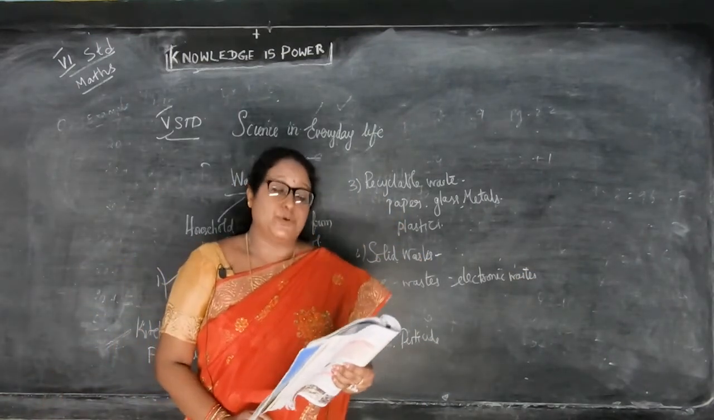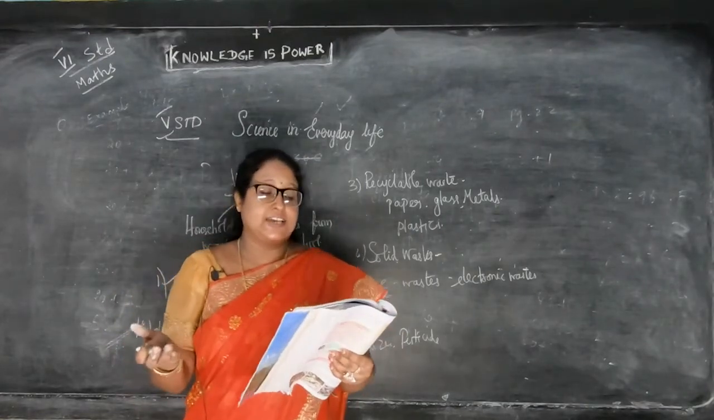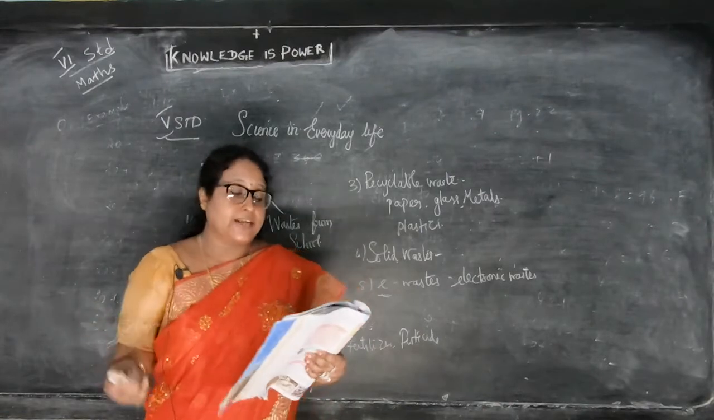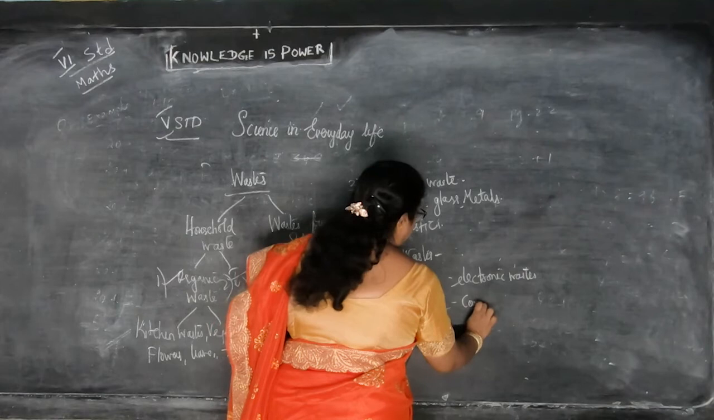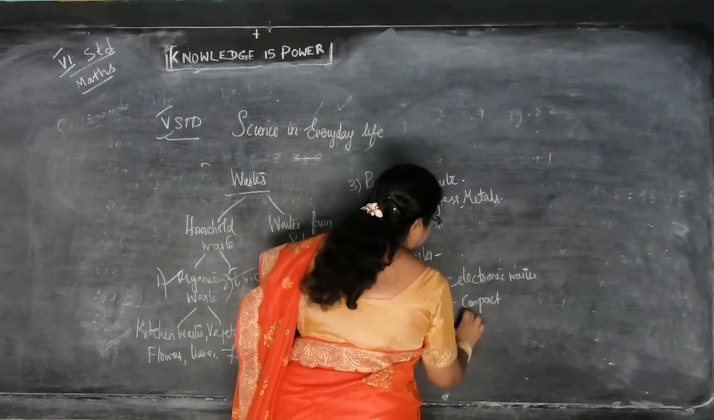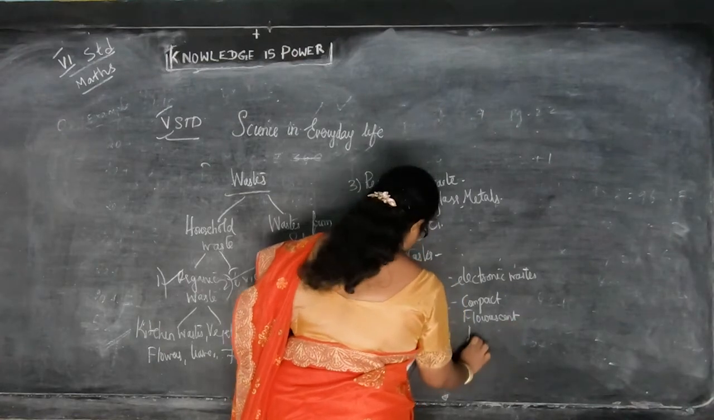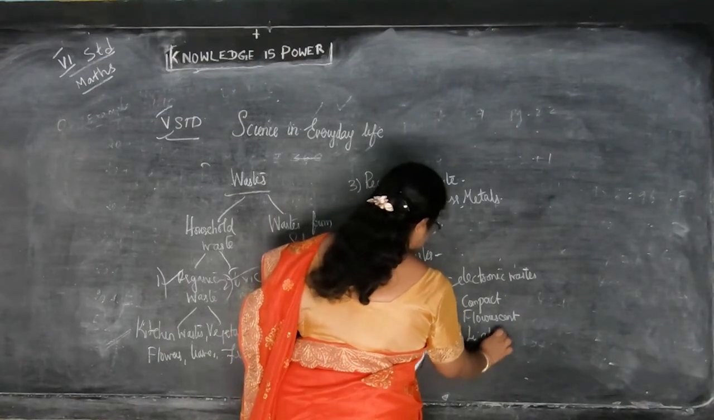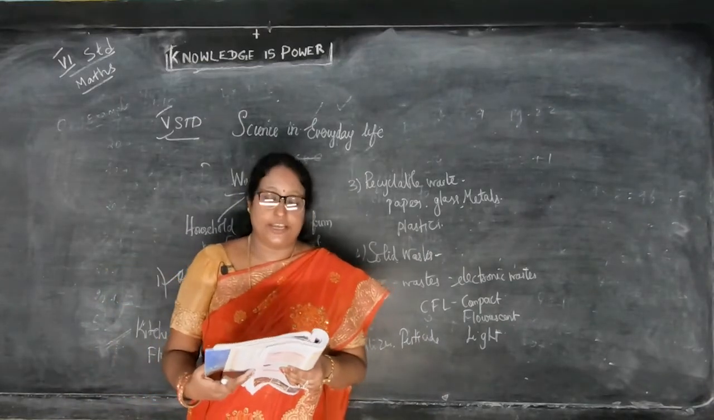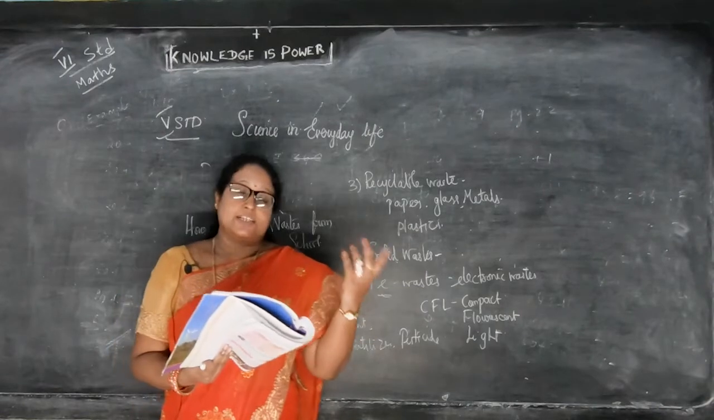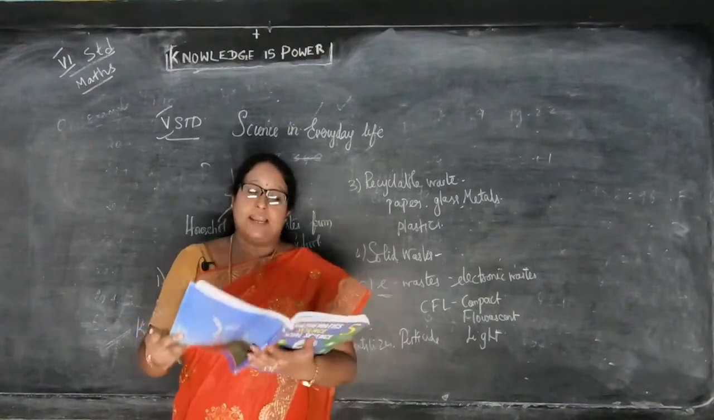And this includes computer parts, electronic materials, cell phone parts, CFL. What is CFL? That is compact fluorescent light. CFL means C stands for compact, F for fluorescent, L stands for light. Okay, CFL, compact fluorescent light bulbs. So these are the electronic waste: computer parts, electronic materials, cell phone parts and CFL bulbs.